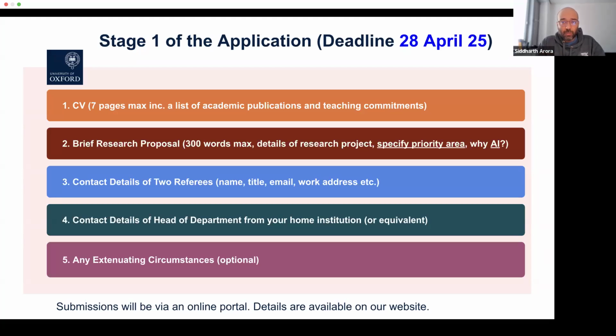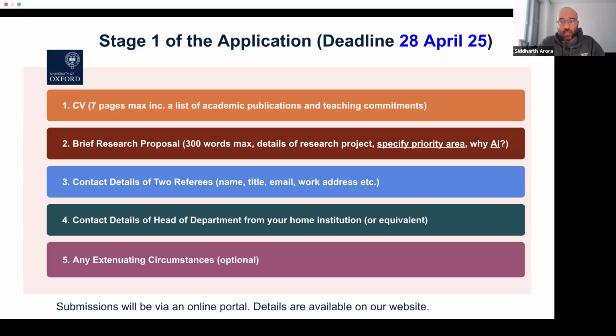We would also ask you on the online portal to provide details of 2 referees, focusing on name, title, email, and work address. We will not contact your referees in stage 1, but we will ask you to provide their contact details. 4th, we need contact details of your head of department at your home institution where you are based. And if you have someone who you feel is head of the department, maybe the dean or the chancellor, you may have a different title, we need their contact details.